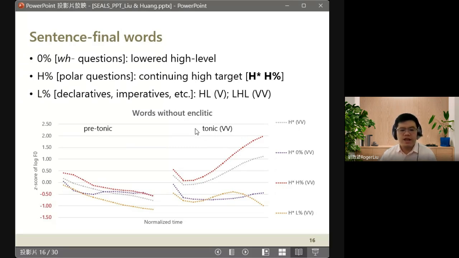And just like the cases of long tonic syllables with an HL percent, all other syllables begin with a low initial tone with a long vowel.